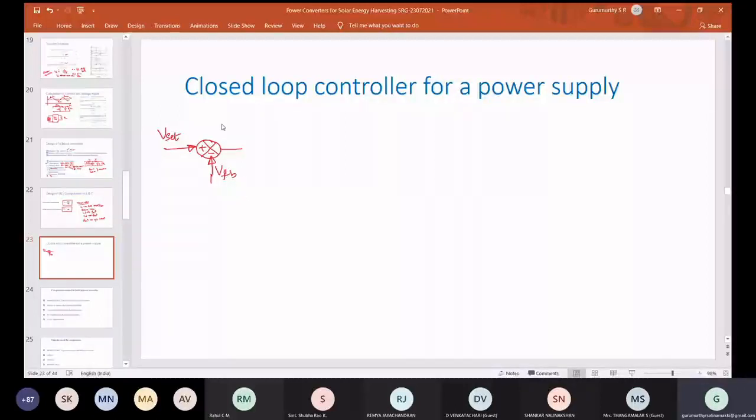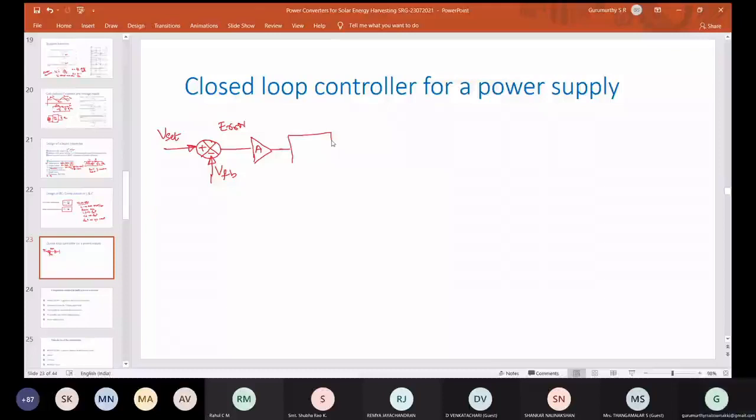Then you can scale this error with some amplifier, like whatever yesterday and day before yesterday we were discussing about the operational amplifier. Those things you can use for scaling up. It means the error may be some millivolts, and you want to shift it from 0 to 100 millivolts to 0 to 5 volts. So you have to have some amplifier. Once you have the amplifier, then you have to have a controller.